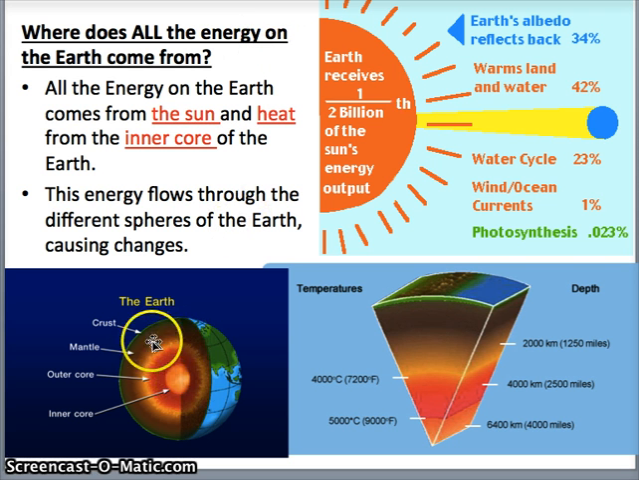The inner core of the Earth, this area is very warm, it has a lot of heat. This heat energy can also affect the other spheres as well. So those are the two energy sources on the Earth.